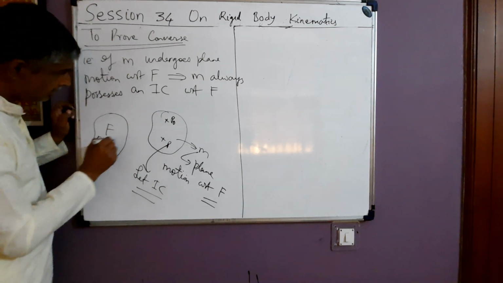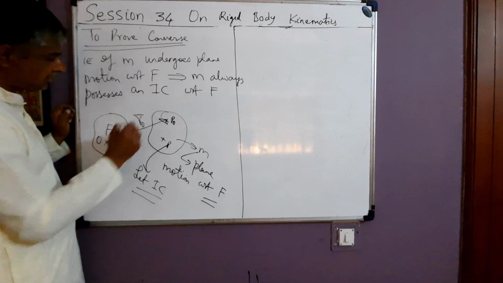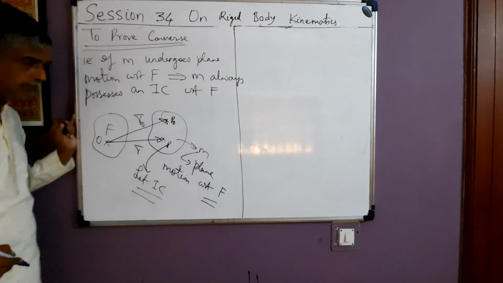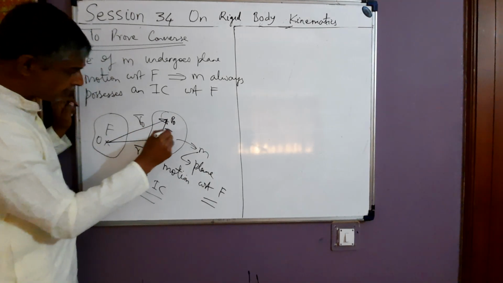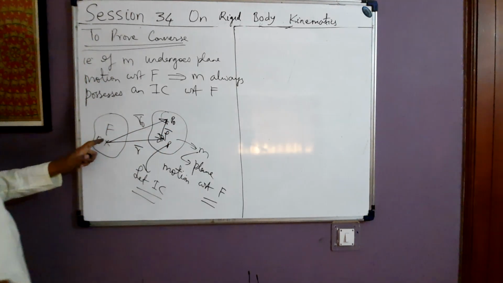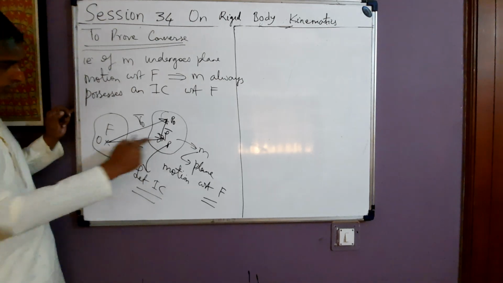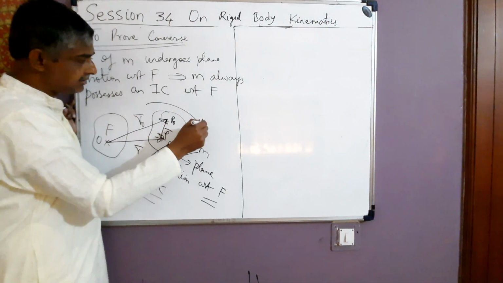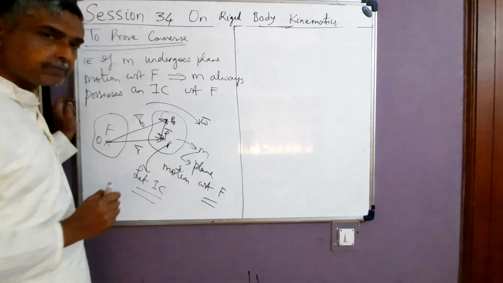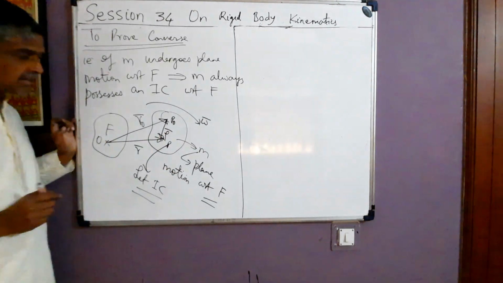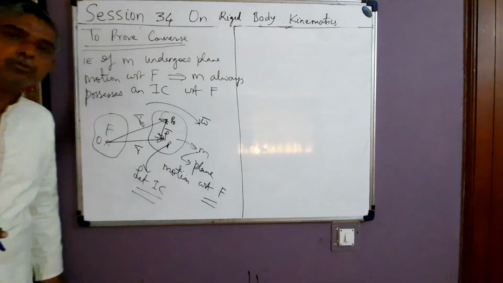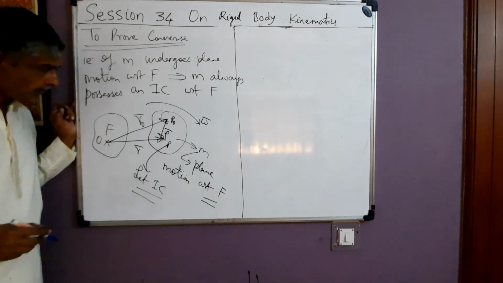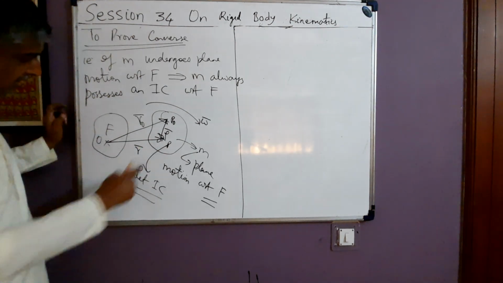So this vector R naught is the vector from O to P naught, and O to P vector is R, and P naught to P vector is vector rho. Suppose omega is the angular velocity of M with respect to F at time t. Now, P is the IC.